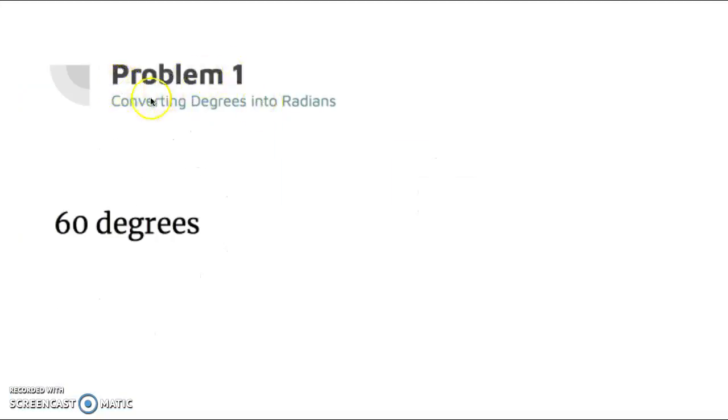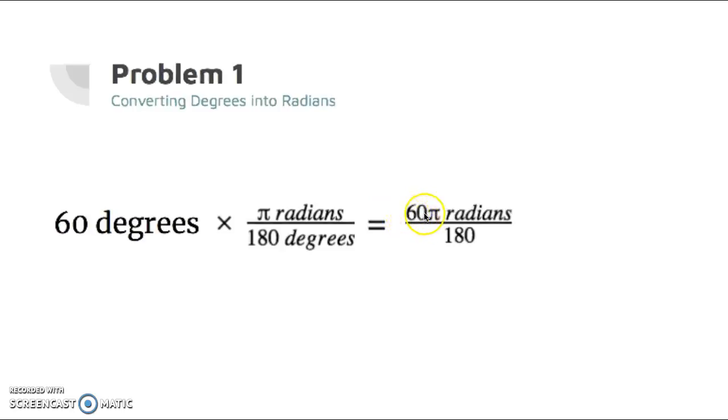In our first problem, we're going to be converting degrees into radians. Here we have 60 degrees, which we will multiply by pi radians over 180 degrees, and the degrees will cancel each other out. This will get us 60 pi radians over 180, and simplified, pi over 3 radians.